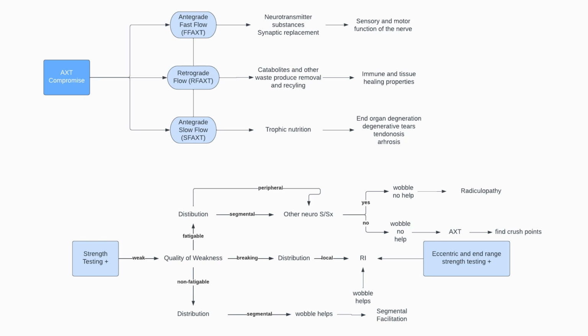If the weakness is braking weakness, the distribution should be local, which would mean it's reflex inhibition. Wobbling will help, and then you can do a more formal testing by looking at end range, eccentric contractions, looking for that braking weakness. If this is non-fatigable, non-braking, and the distribution is segmental, and wobbling does help, then it's probably segmental facilitation, in which case you see changes in tone, and the other change you'll see is scratch reflex loss and orange peel skin and so on.